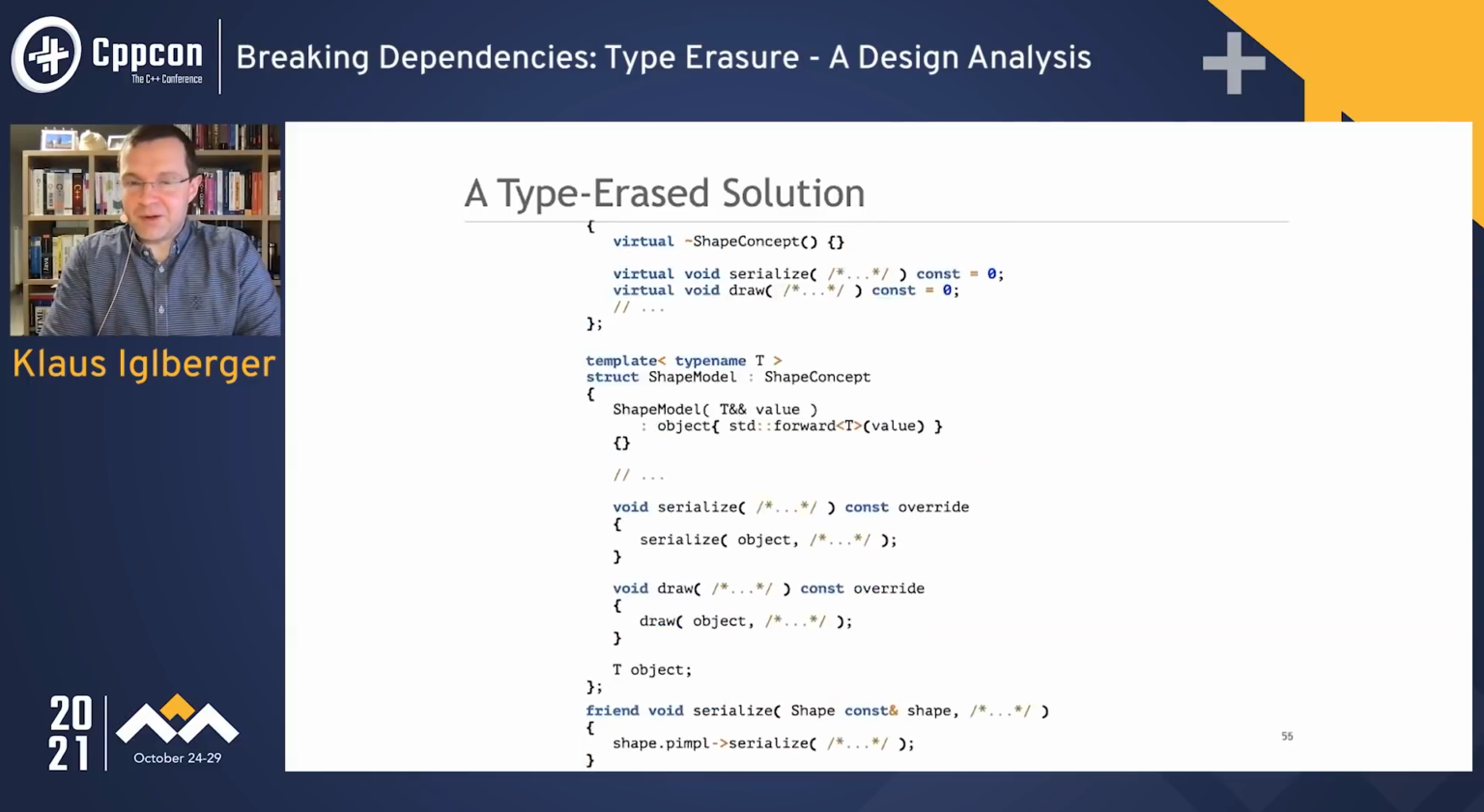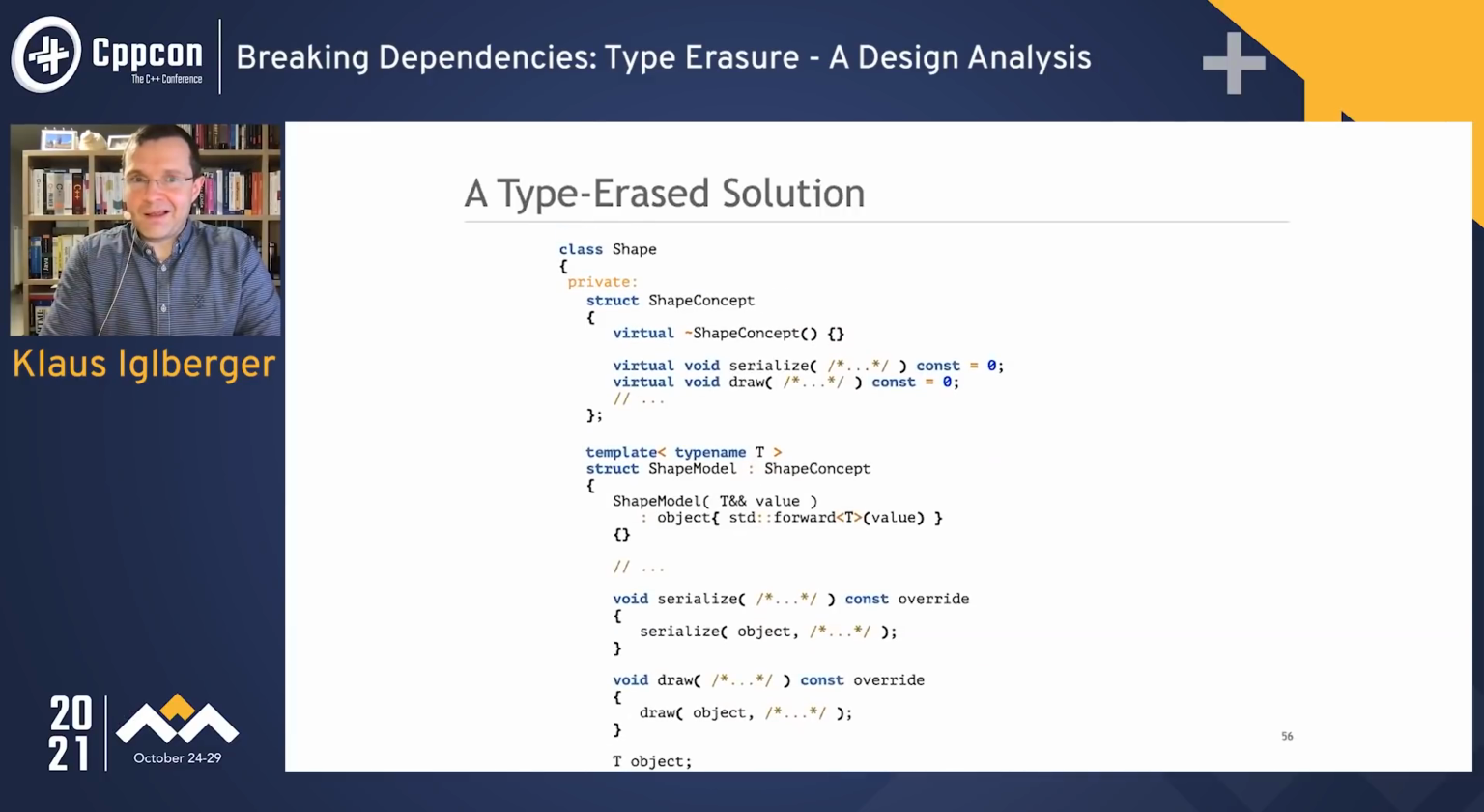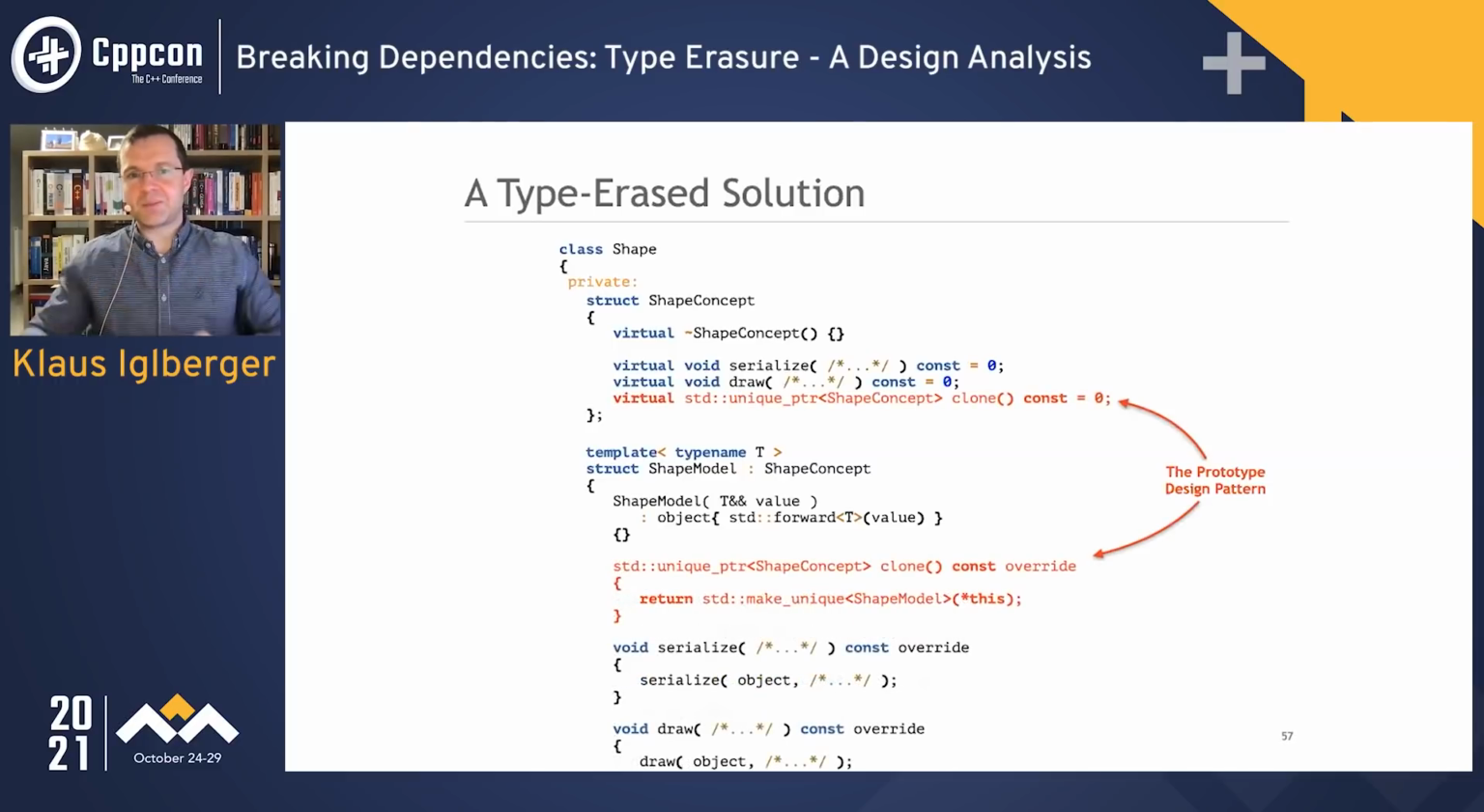there is a very nice, a very clever solution. We can add clone functions to both the base class, the shape concept class, and the shape model. That is the so-called prototype design pattern. The clone function will return a copy of whatever is stored in the derived class. Yeah, and will return a copy in form of a unique pointer to shape concept. That clone function is implemented in the derived class.